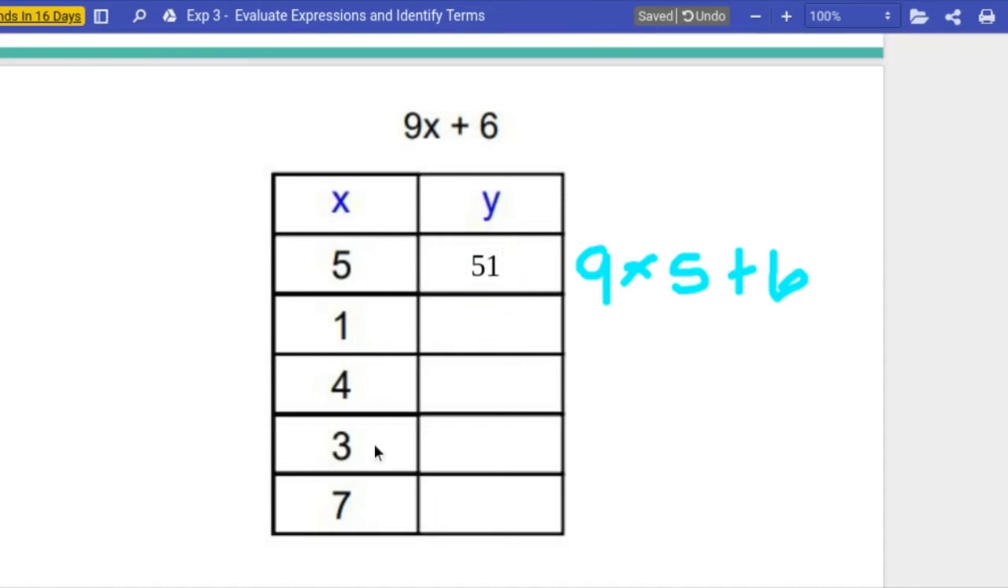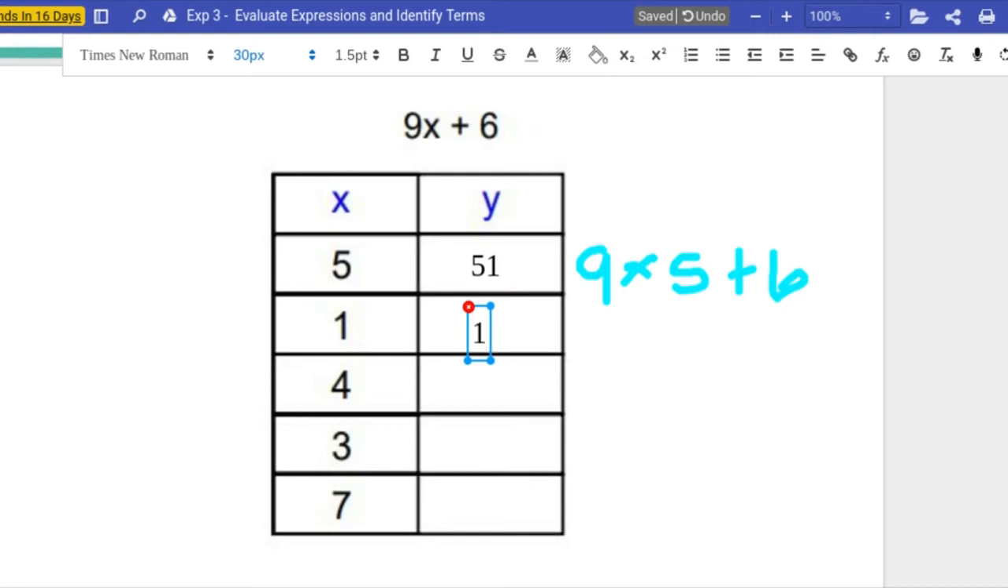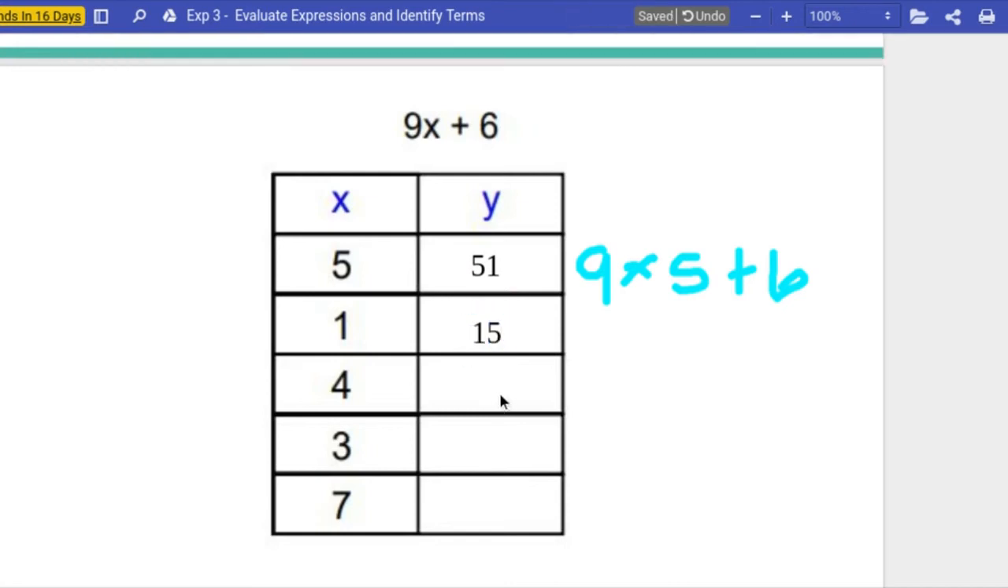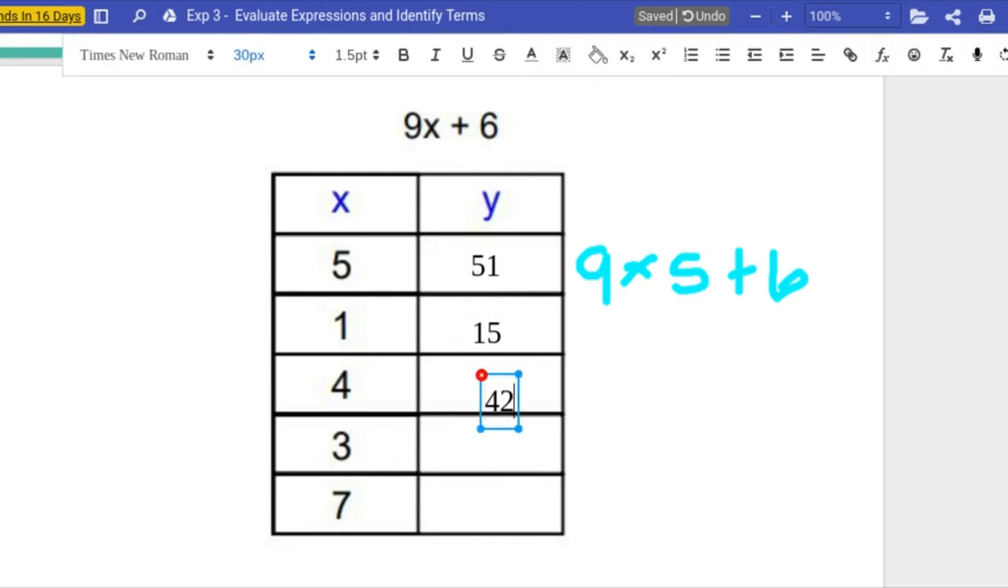I'm going to do the same thing for the rest of these numbers. I'm going to substitute 1 in for x. So 1 times 9 would be 9, plus 6 would be 15. So I'm going to put 15 in that box right there. I'm going to do the same thing for 4. I'm going to substitute 4 in here. Remember, this does mean 9 multiplied by x. It doesn't mean 9 added to x. So if I put a 4 in for x, I'm not going to have 94. It means 9 times 4. So 9 times 4 is 36, plus 6 is 42.